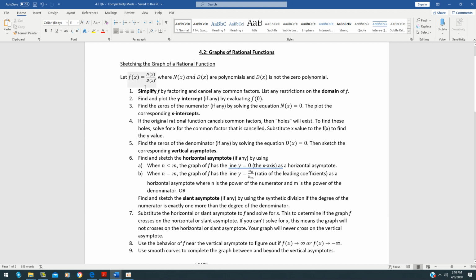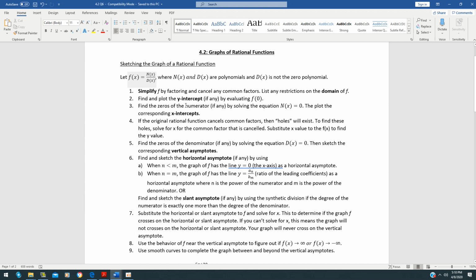Once you finish step 1, step 2 is where you find your y-intercept and plot it. How do you find your y-intercept? You plug in x equals 0, or in other words, find f of 0. So all your x becomes 0. That's how you find your y-intercept.